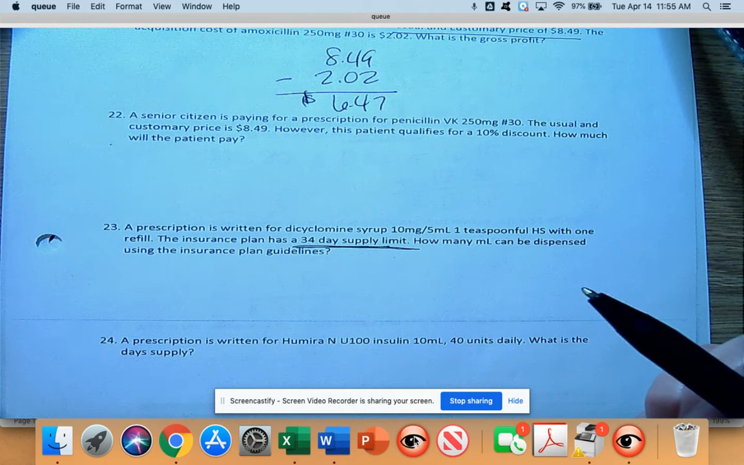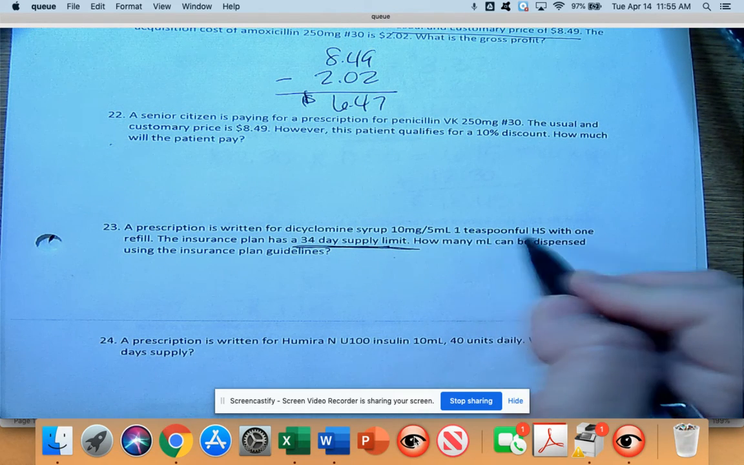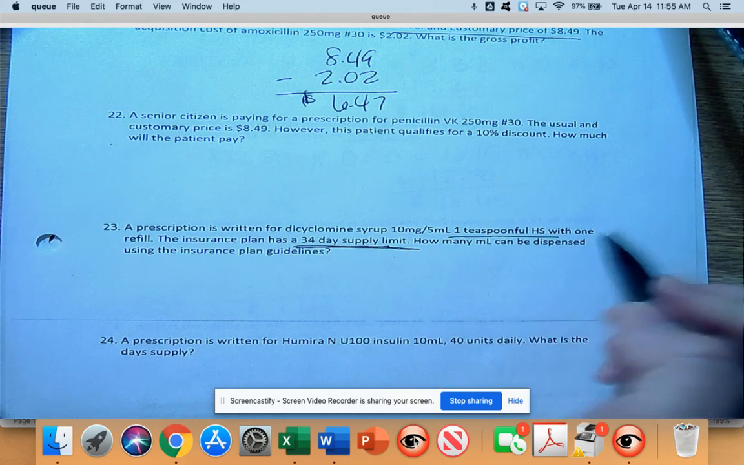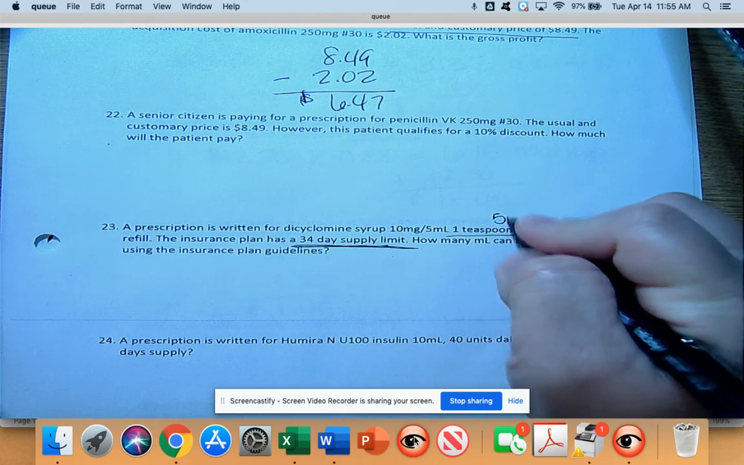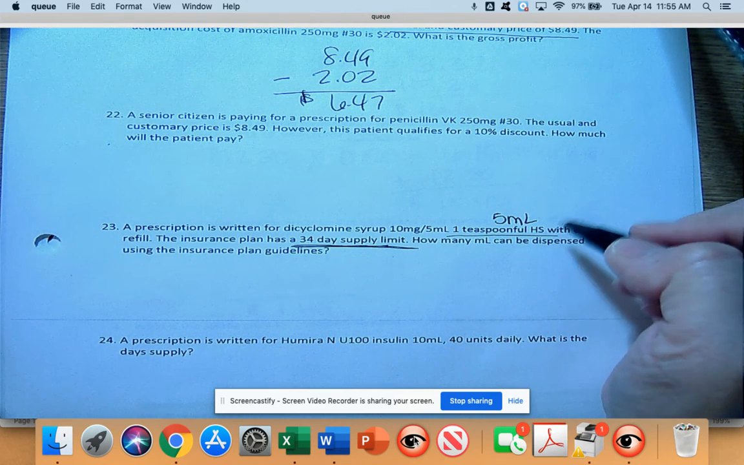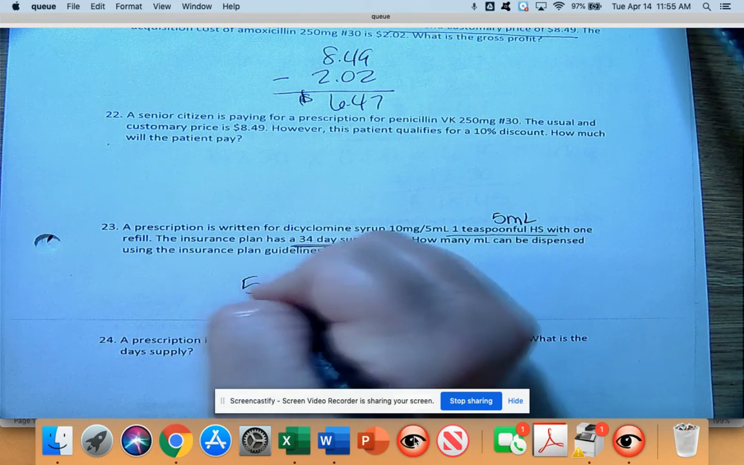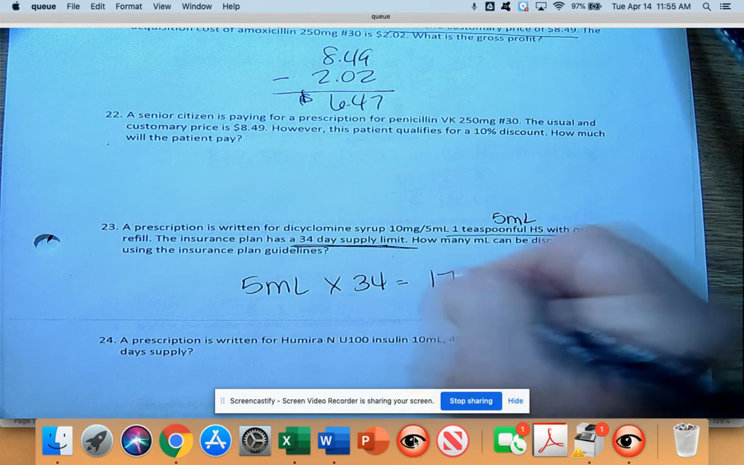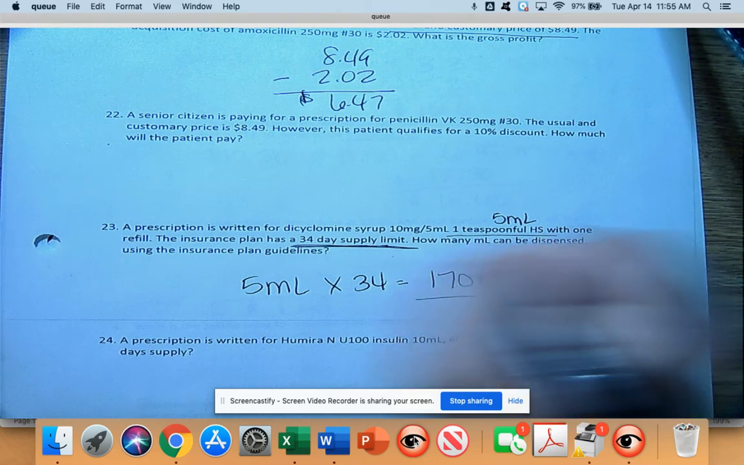So they're going to take 1 teaspoonful. We don't even need to know our concentration here. We've got our SIG, 1 teaspoonful at bedtime. So we know 1 teaspoonful is 5 milliliters. And if it's at bedtime, hopefully you only have 1 bedtime a day. That's what we are going to assume here. So 5 mils is our daily dose times 34 gets us 170 milliliters is what we're going to dispense.